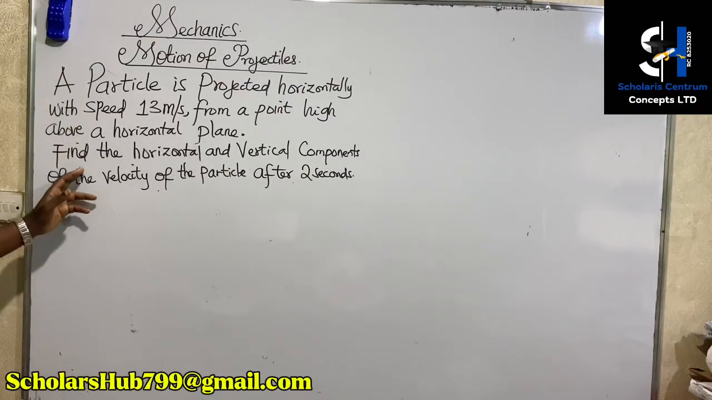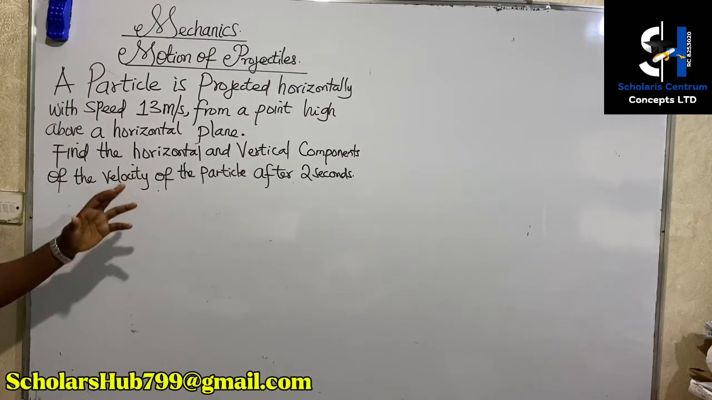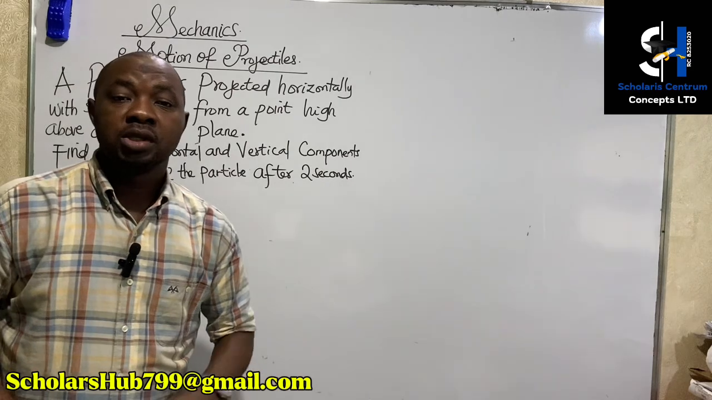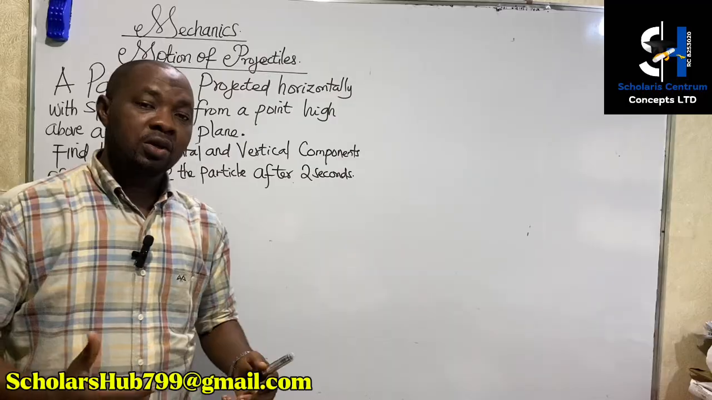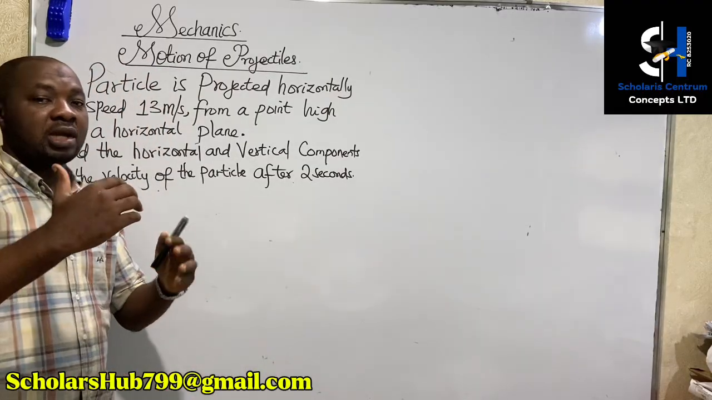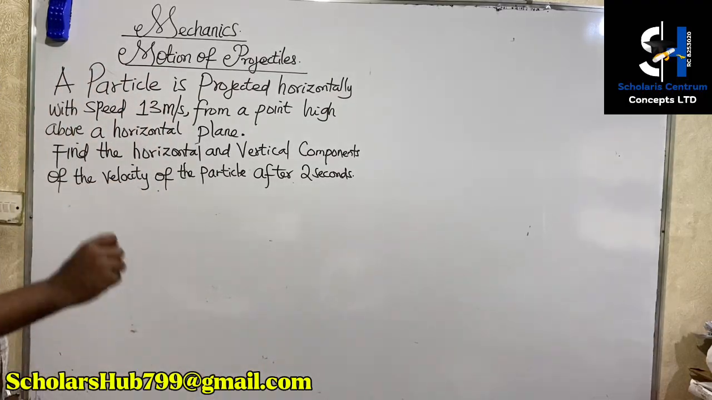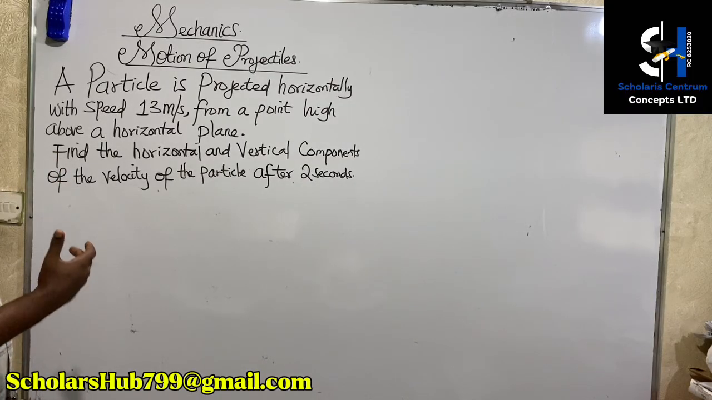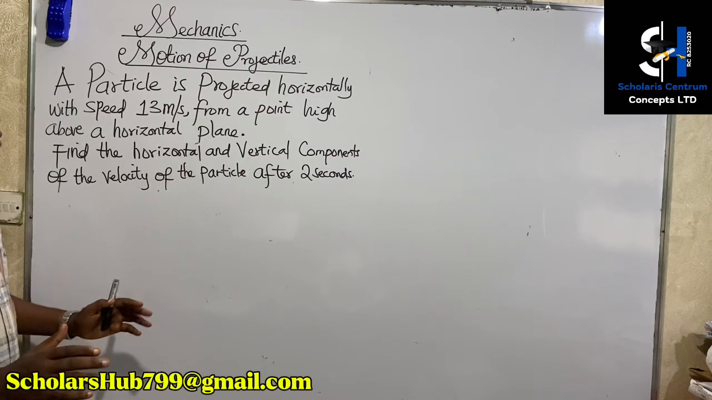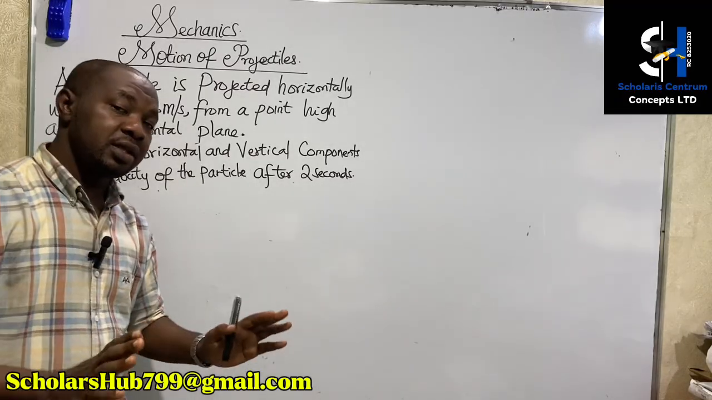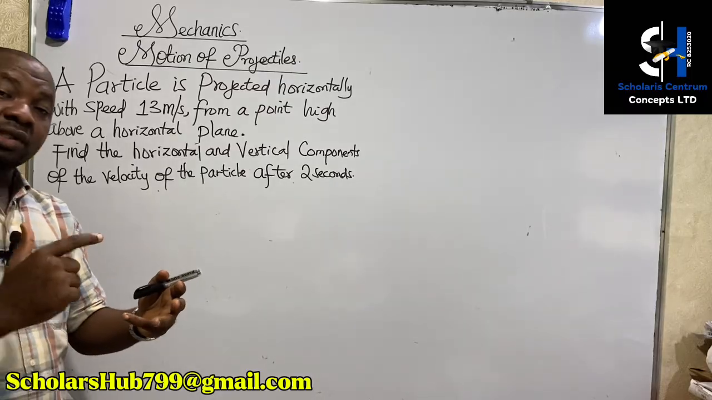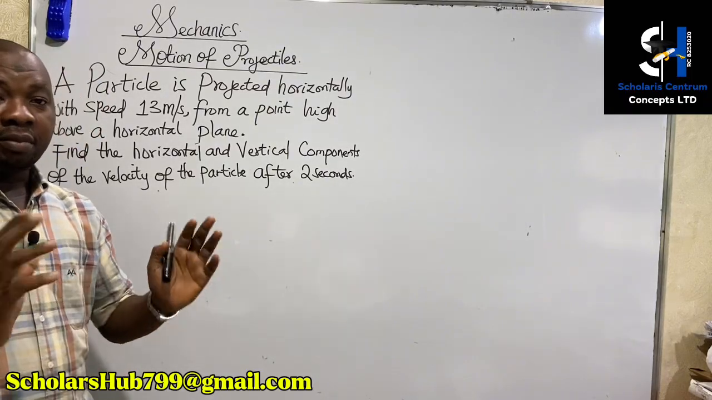So we are asked to find the horizontal and vertical component of the velocity of the particle after 2 seconds. This is the case of a particle being projected horizontally from a point high above a horizontal plane. Now in this case, where there is no angle of inclination, we're not required to calculate the time of flight, the range, or the maximum height.